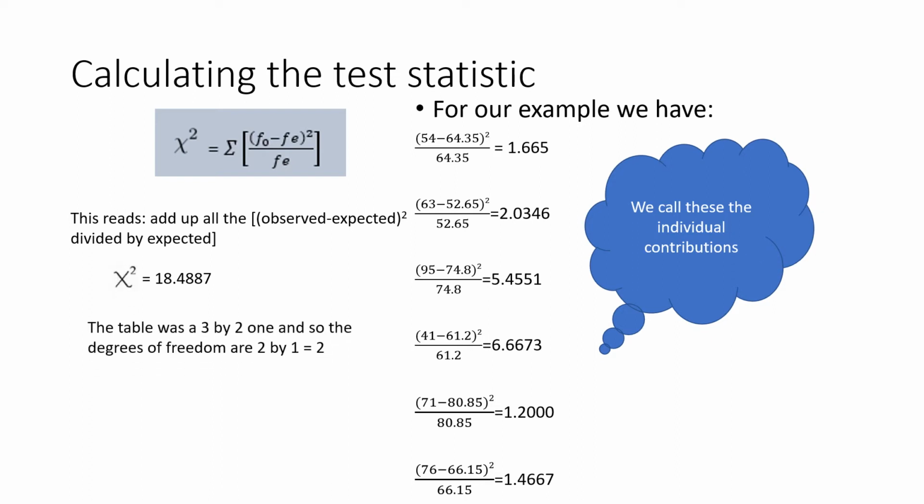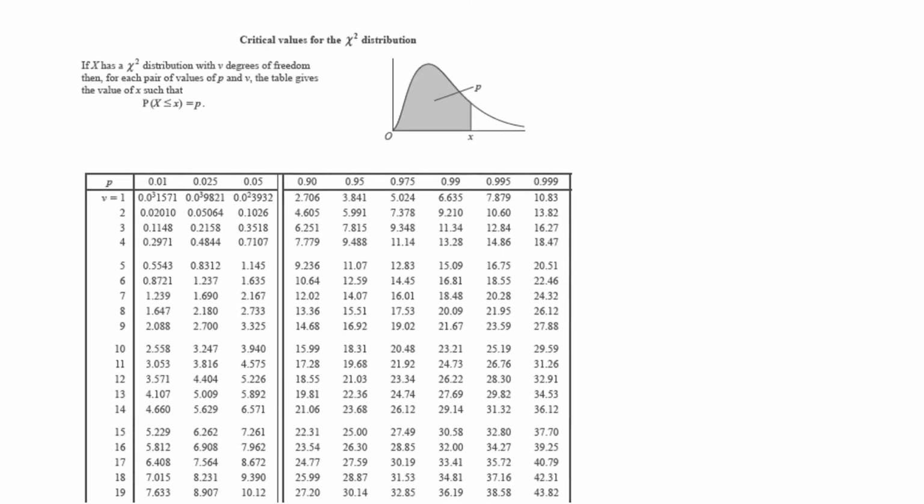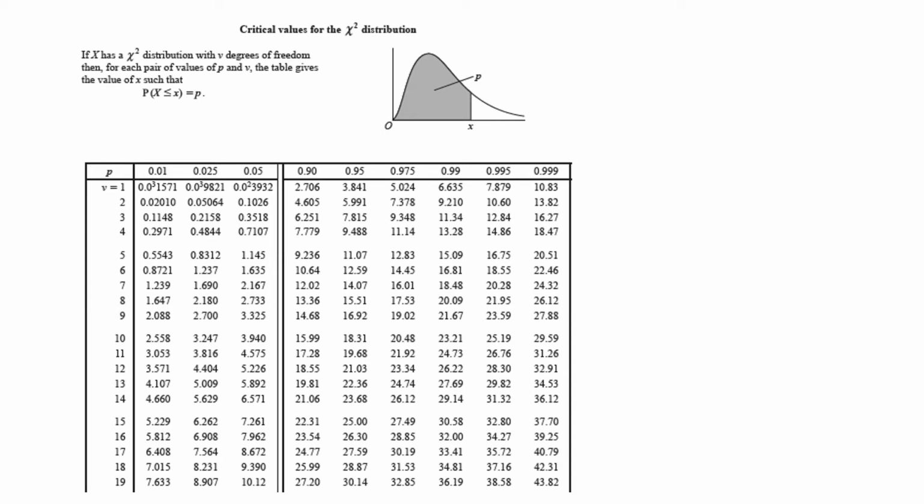Now this table is a 3 by 2. There were 3 rows and 2 columns. So my degrees of freedom are 2 multiplied by 1, which is 2. Degrees of freedom, 2. So I go to my table. And there's the degrees of freedom 2.